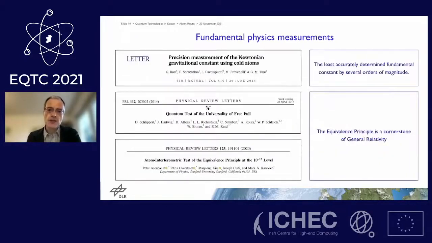So here I wanted to go back to fundamental physics and mention a few important examples of the kind of fundamental physics measurements that have been done with atom interferometry. The first one is measurements of Newton's gravitational constant, big G, which is, by the way, the least accurately determined fundamental constant of all by several orders of magnitude.